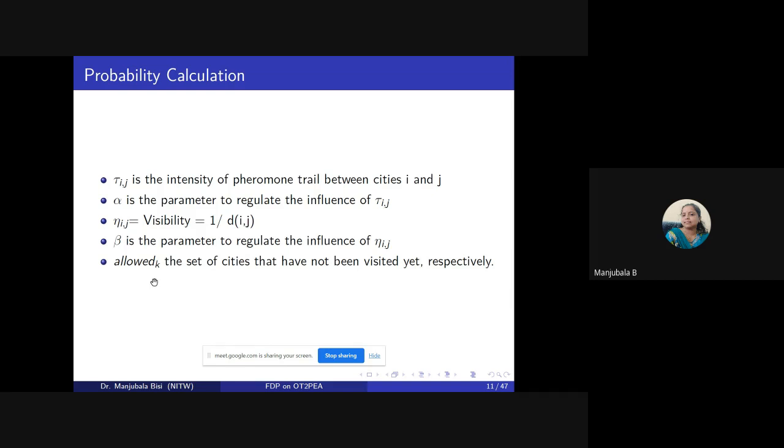Then there is another terminology you have to use. These are the terminologies you have to use in the mathematical equation of ACO. Then allowed k, this is the set of cities that have not been visited yet. Suppose the ant is in one city, so the remaining cities 2, 3, 4, 5 are not visited. So you have to keep 2, 3, 4, 5 in this set allowed k.